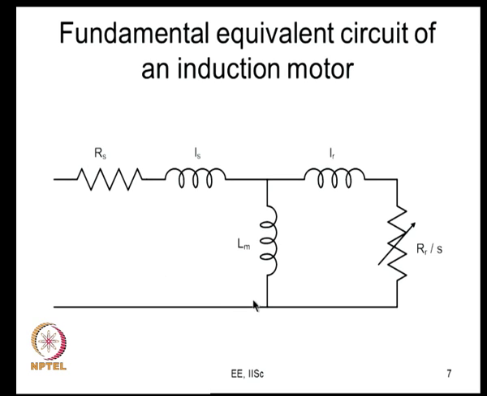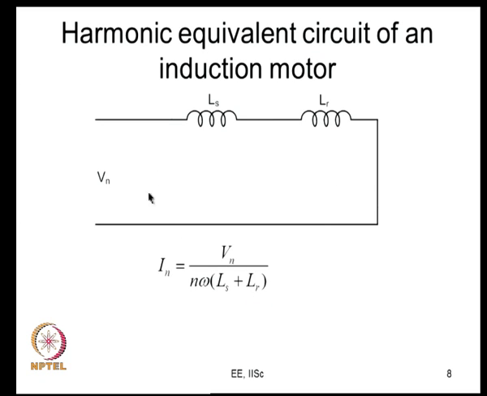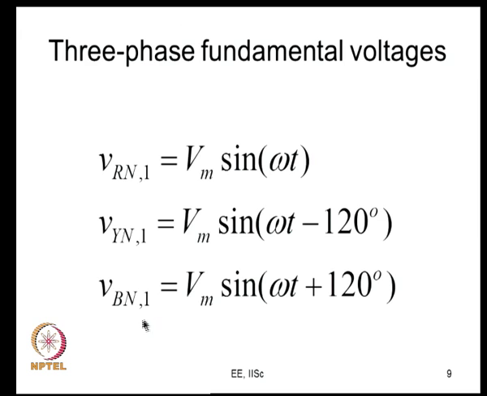Other than the fundamental, there are harmonics. For analyzing the harmonics, you can use this harmonic equivalent circuit, where LS and LR are the stator and the rotor leakage inductances, as we discussed in the previous class. So, if your harmonic voltage has amplitude Vn, then Vn upon n omega into (Ls plus Lr) would give you In, the nth harmonic current amplitude.